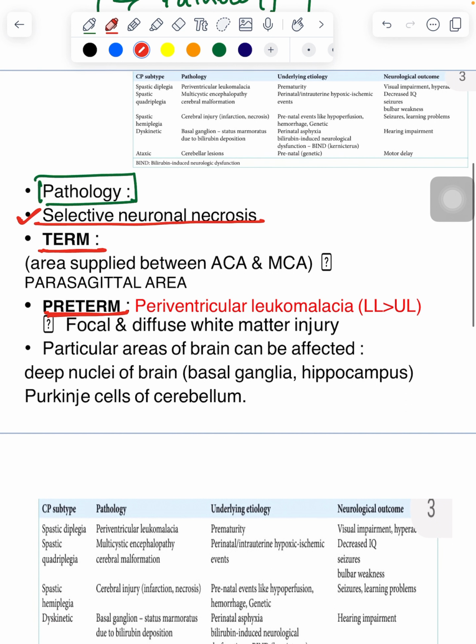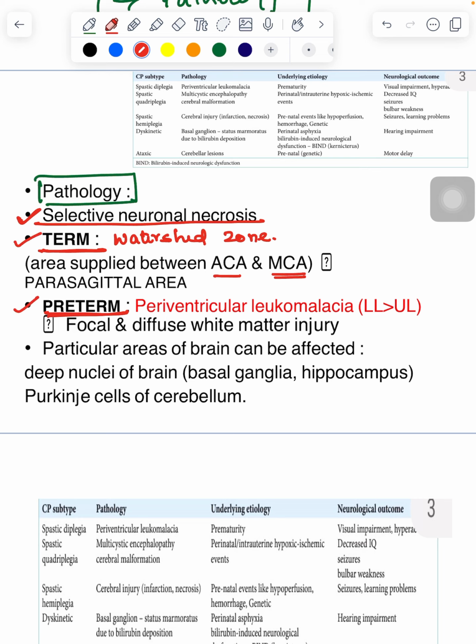The pathology behind a term child is mainly that the area affected is the watershed zone. The watershed zone is the area supplied between your anterior cerebral artery and middle cerebral artery. This area between the anterior cerebral artery and middle cerebral artery is the main area affected in your term child. That is called your parasagittal area.